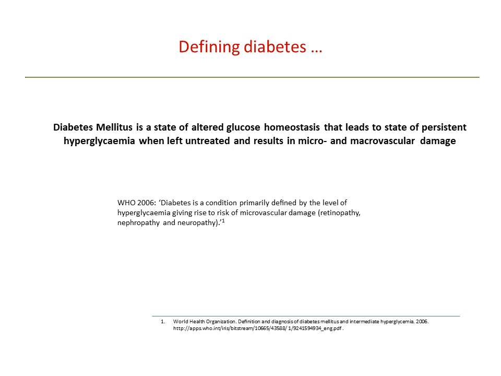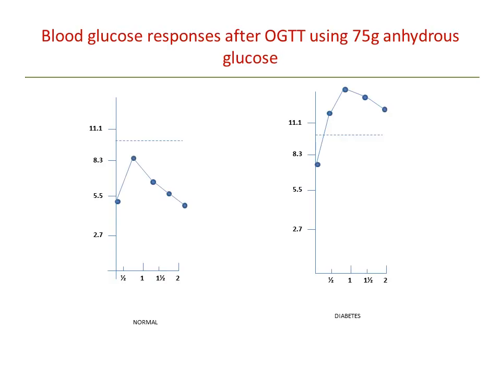cardiovascular disease. The WHO in 2006 defined diabetes as a condition primarily defined by the level of hyperglycemia, giving rise to risk of microvascular damage, which is primarily retinopathy, nephropathy, and neuropathy. These are three broad categories, although small blood vessels elsewhere in the body could also be affected.